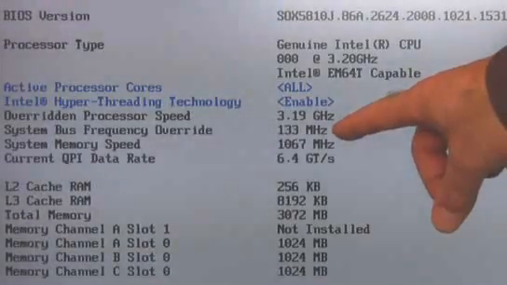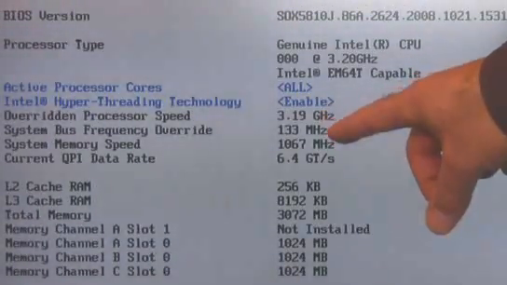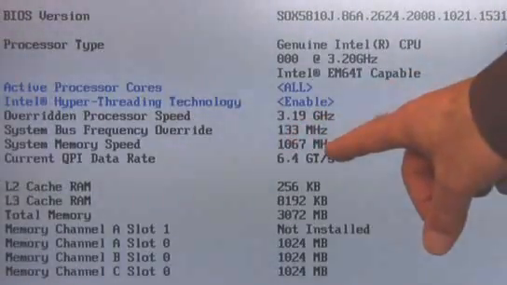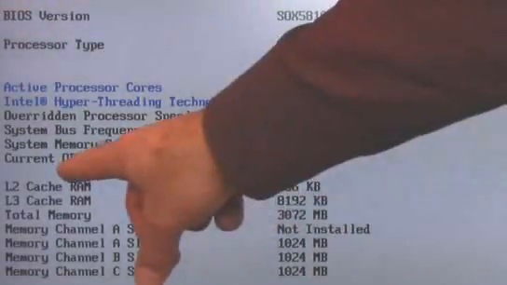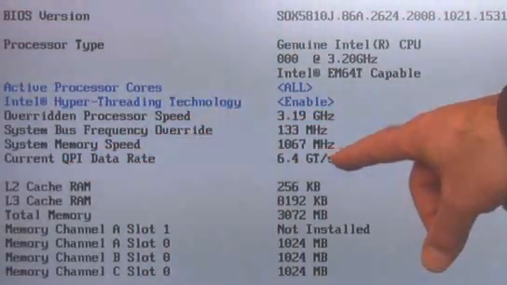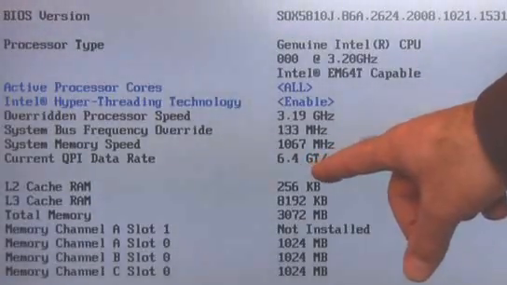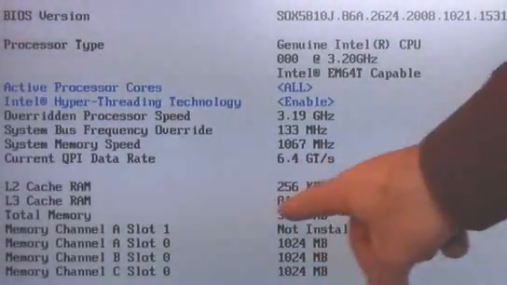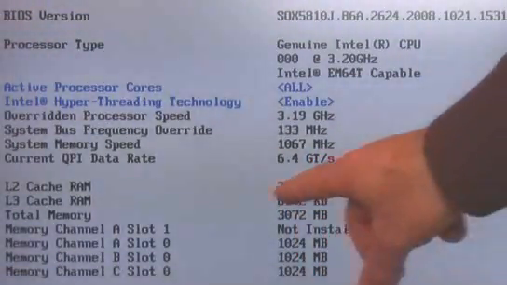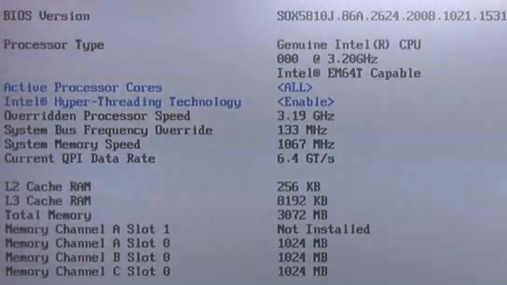This is actually a little bit misleading. It's not actually a bus per se, but more of a reference clock to drive other clocks in the system, like the memory speed. Here you can see the QPI data rate, or QuickPath Interconnect, clocked at 6.4 gigatransfers per second, and our 8 meg of L3 cache and 256K of L2 cache.